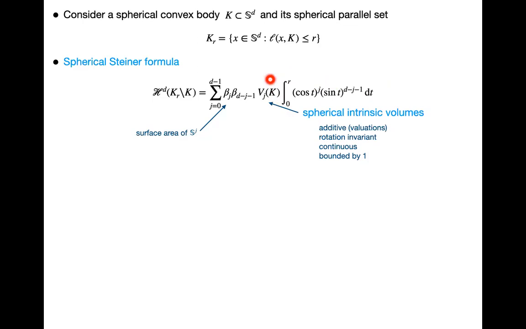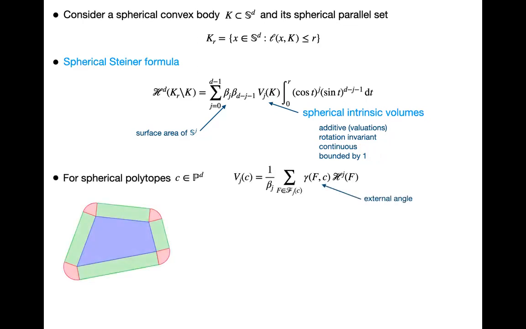And the spherical intrinsic volumes are exactly the conical intrinsic volumes, at least for spherical polytopes, that Zaporozhets has introduced. They have some nice properties. So for example, they are additive, they are rotation invariant, they are continuous with respect to the spherical Hausdorff metric, and they are all bounded by 1.